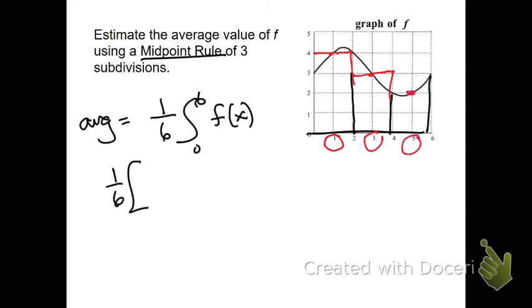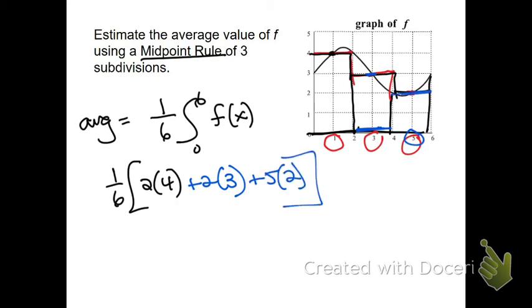Okay, so let me redraw that. These are our rectangles. We're using the height at the midpoint. Okay, can you see that? So now find the area of all those rectangles. Okay, so it's going to be 2 times 4 for the first one. The next one is going to be 2 times whatever the height is, 3. And 5 times 2. Okay, so whatever that is, I just wanted to remind you how to do the midpoint rule.